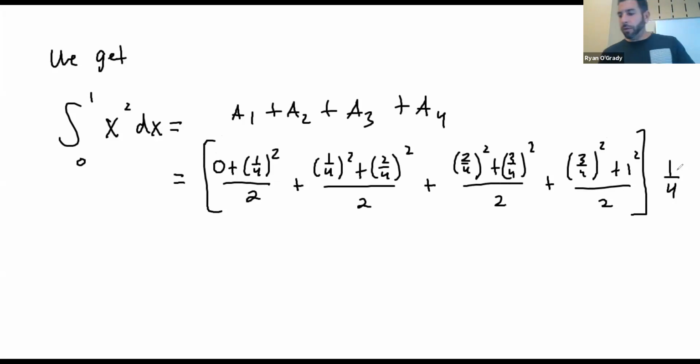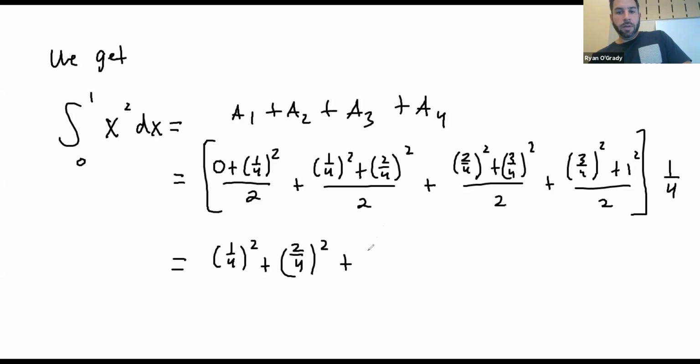Now, let's not overthink this. How many of these creatures are there? Well, the 0 goes away, so we have a 1/4. If I put everything over their denominator, what do I end up getting? I get 1/4 squared plus 2/4 squared plus 3/4 squared. Now, the only guy that doesn't have a partner is the last guy, 1/2.